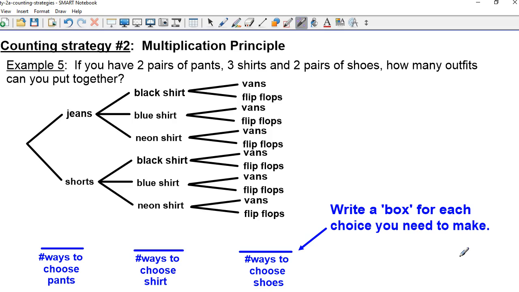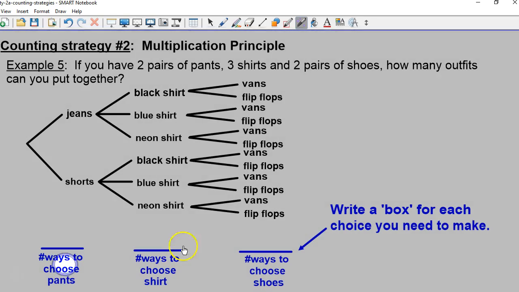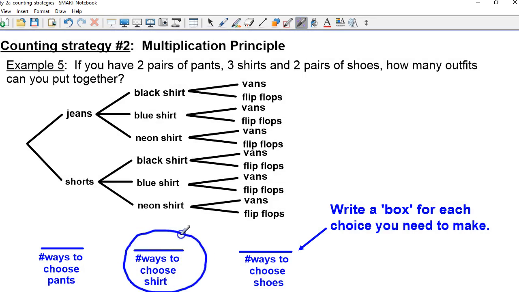Well, to use the multiplication principle, what we do is we identify the choices that need to be made, and we write what I call a box, which is just a line that we can fill in with a number, a box for each choice that we need to make. So we're going to have a box for the number of ways to choose the pants, a box for the number of ways to choose the shirt, and a box for the number of ways to choose the shoes.